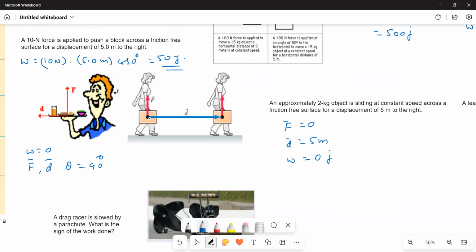Same is the case here. This lady is holding the suitcase and walking across the ground, wherever it may be, airport or wherever. So the angle theta is equal to 90 degrees. Therefore, the work done is equal to 0. Okay, in all these cases, the work done is equal to 0. So the amount of work done depends on three factors: the magnitude of the force, the displacement, and also the angle between the force and displacement.